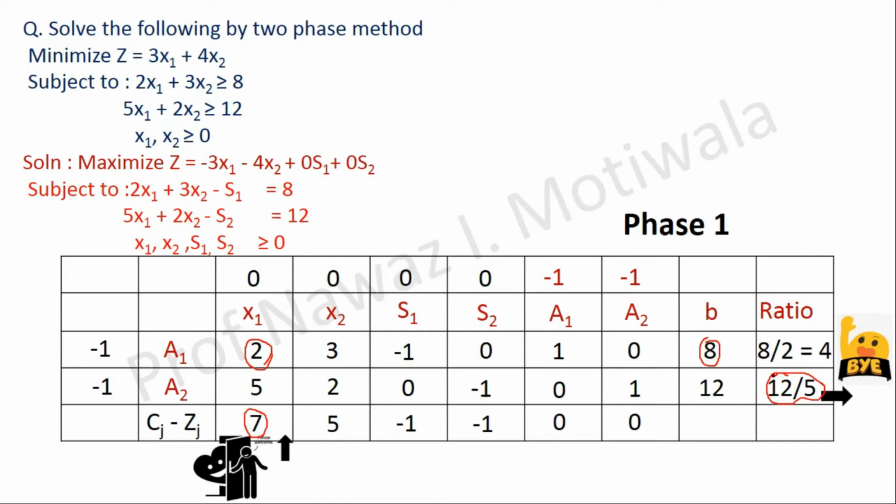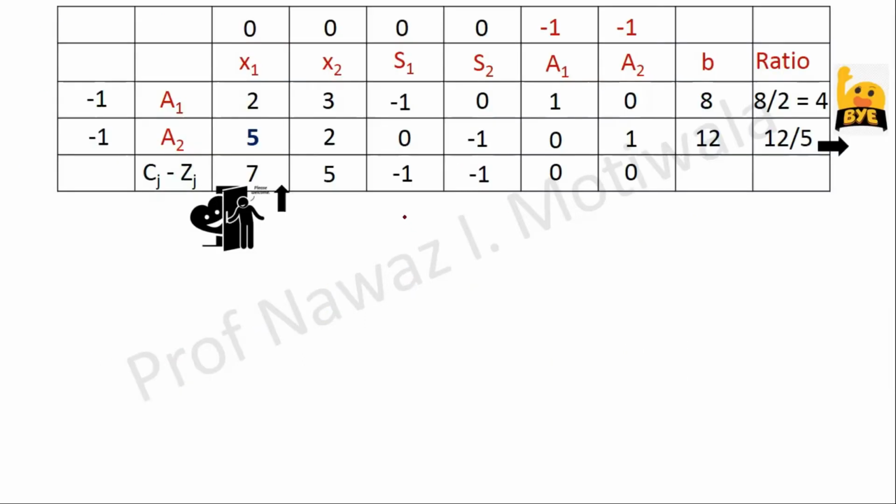So I have taken this table here again, and I will mark the key element, which is the intersection of the incoming variable and outgoing variable. The next step is to make this particular value 1 by doing some row operations, and the best way is to divide it by the same number itself. That means I will divide this entire row by 5. Also in the next iteration, this a2 will get replaced by x1, the incoming variable.